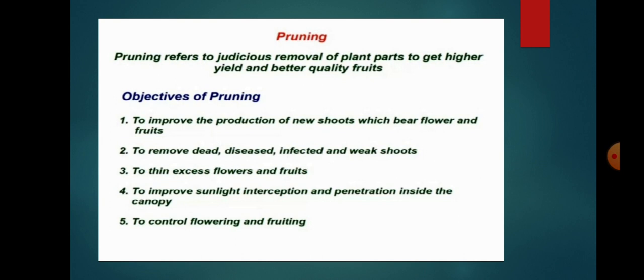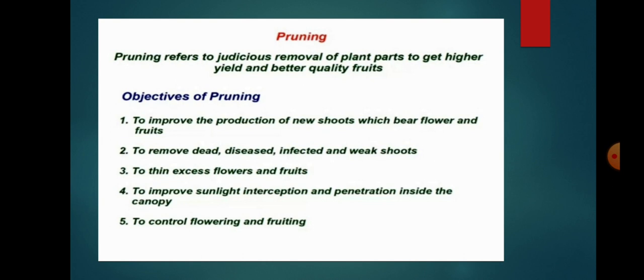Thin out means removing. To thin excess flowers and fruits means to remove some flowers and fruits when they are in excess.